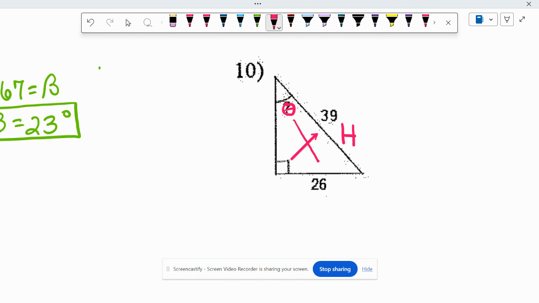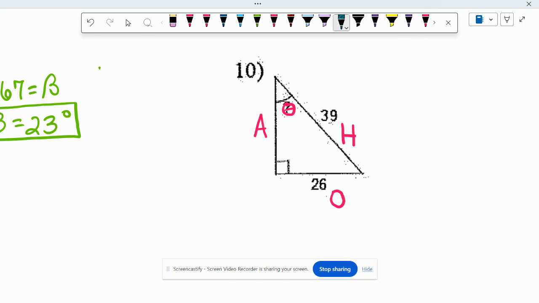This is theta. So this is opposite and this is adjacent. Remember that the adjacent side, this is important for everybody, touches the angle that you're talking about. It touches the angle that you're talking about, okay?